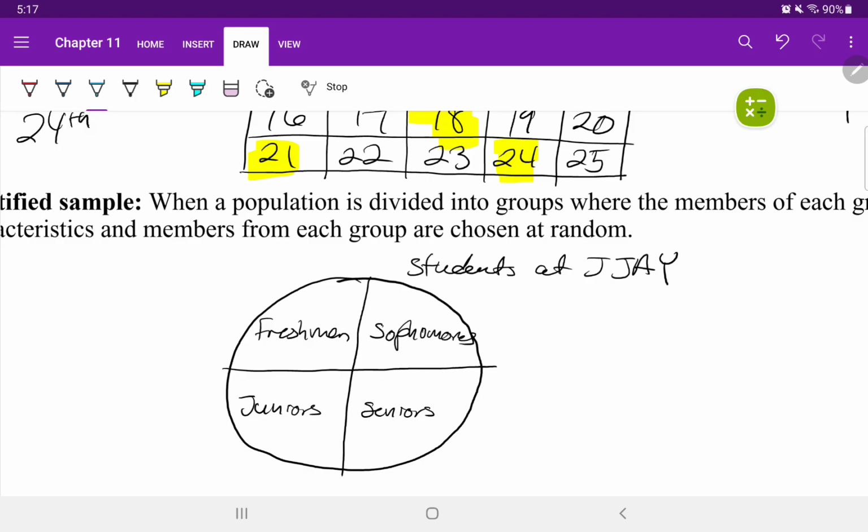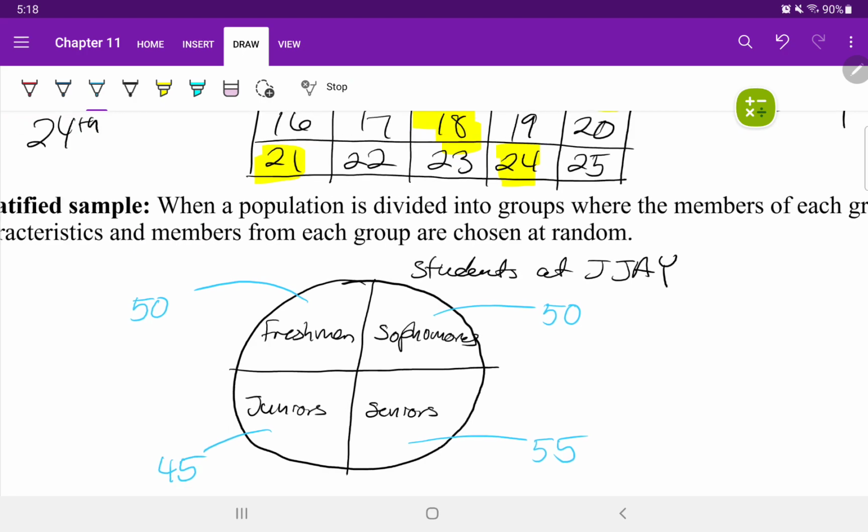When I divide my population based on those characteristics, I'm going to choose a certain amount of subjects from each group. I want to choose 50 freshmen. I will choose 50 sophomores. I'm going to choose 45 juniors. And I'm going to choose 55 seniors. The numbers don't have to be the same for every selection. So those 50 freshmen, 50 sophomores, 45 juniors, and 45 seniors will all be a part of my sample. That is what is called stratified sampling.